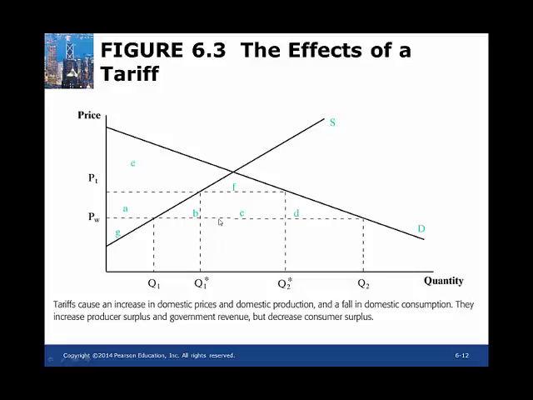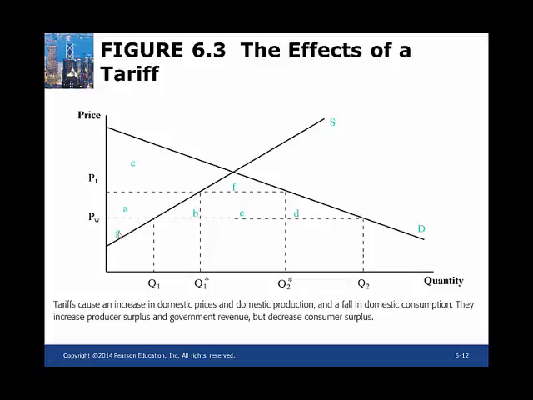At price PW, the area of consumer surplus is below the demand curve, above the market price. So it is equal to A plus B plus C plus D plus E plus F. And producer surplus is the area below the market price, above the supply curve, G.